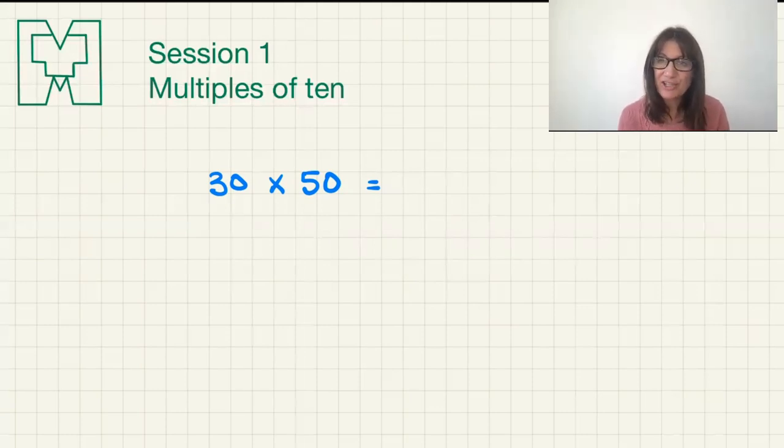So I'm not changing at all the principle here. I'm going to ignore the zeros and do the maths I can see. I've got 3 and 5. If I multiply them, 3 times 5 is 15. Then I can start thinking about the zeros I ignored. I ignored 1 over here and 1 over here. I ignored a total of 2 zeros. So I'm going to add those 2 zeros on. Okay, and that's it. That's the answer.